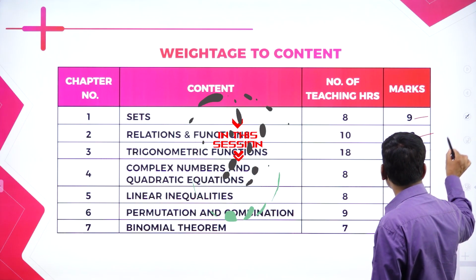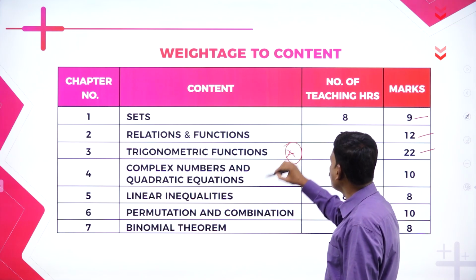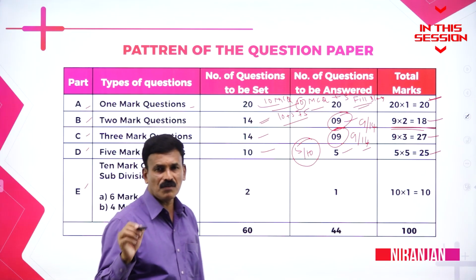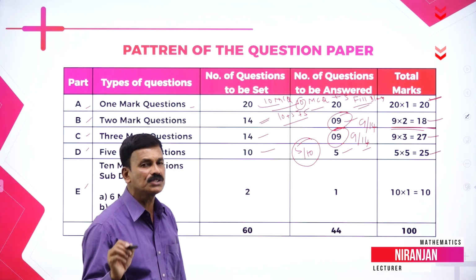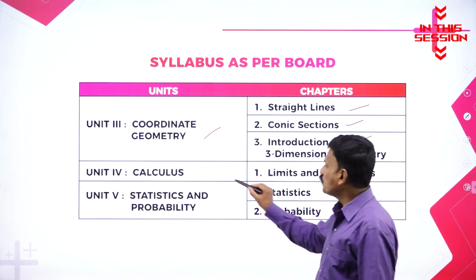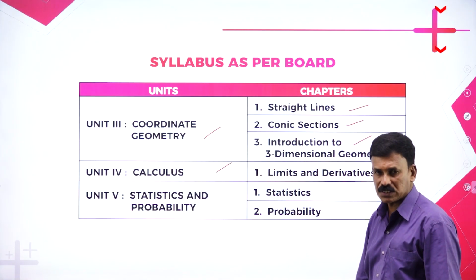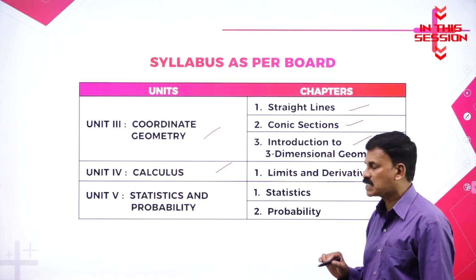Trigonometrical functions, you have 22 marks. This is a very big chapter and very important from the point of view of the examination. In part 2D, all 5 mark questions, there will be 10 questions. In that you are going to answer 5 questions. Each question carries 5 marks, 5 into 5, 25 marks. In the 4th unit, the calculus part, this is very important. You are going to study only one chapter, that is limits and derivatives.